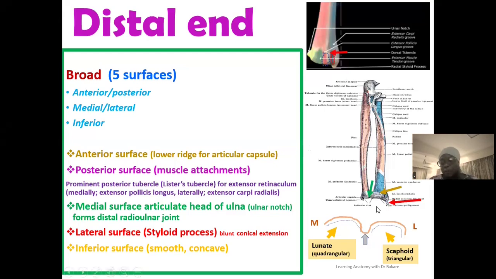If you look at this upper image, this is where we have the inferior surface here, heralded at this point. At the medial side, you have the lunate. On the lateral side, you have the scaphoid. These two bones are the two carpal bones that will be forming connection with the inferior surface of the radius. And this is what is highlighted here in blue.